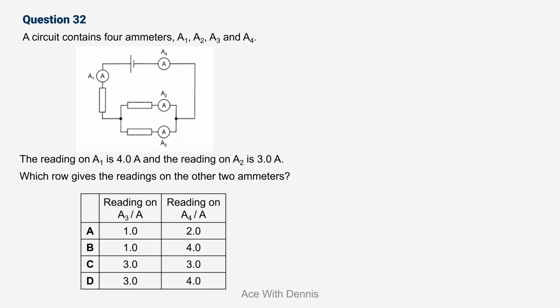So to obtain the readings on A3 and A4, let's look at the circuit. The reading on A1 is equal to the reading of A2 plus the reading of A3. Hence, the reading of A3 will be A1 minus A2. So given the value of A1 is 4 and A2 is 3, hence the reading on A3 is 1.0 amps. And the reading on A4 will be equal to the reading of A1, which is 4.0 amps. Hence, the answer will be B. Reading on A3 is 1.0 amps and reading on A4 is 4.0 amps.